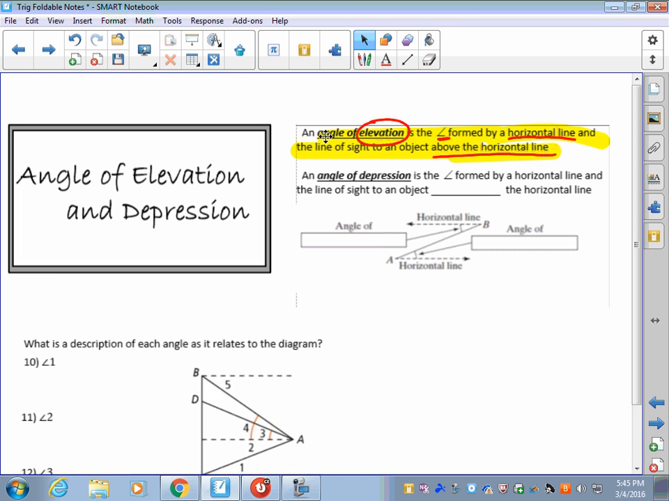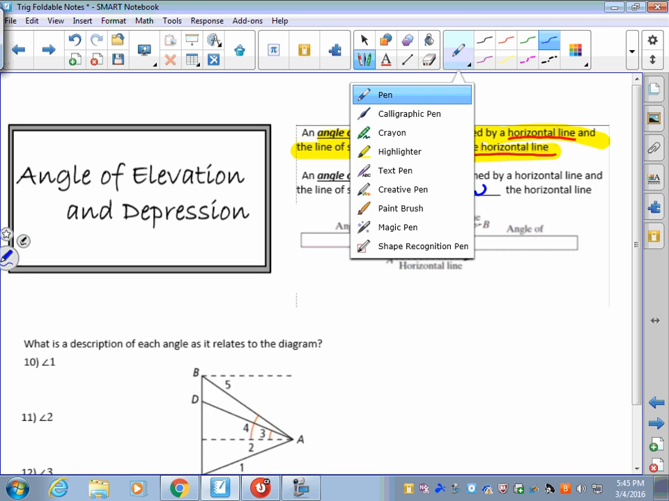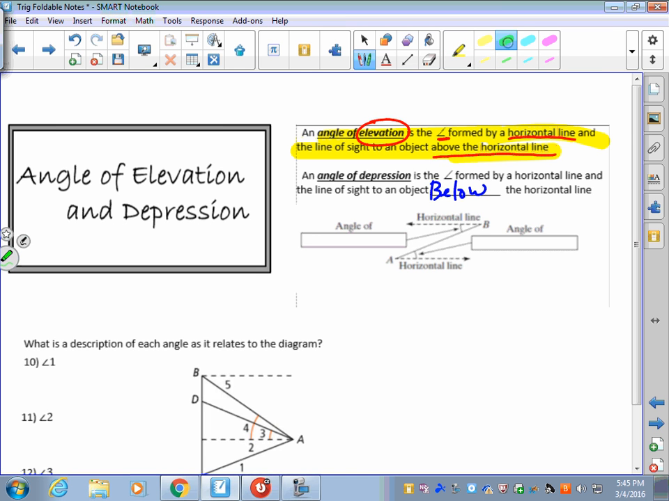Now, angle of depression is the angle formed by a horizontal line and the line of sight of an object below. This is now going to be below the horizontal line. So make sure we know the difference between elevation and depression.